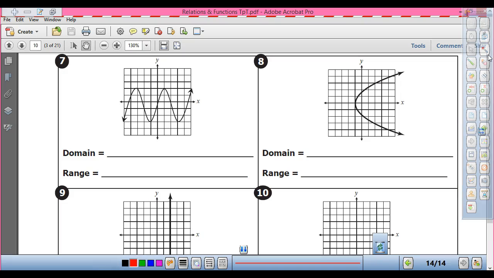All right, number 7. So my x's left to right. Is there ever a place where it stops? No. Nope, it's just going to keep going left to right. So how about my y?